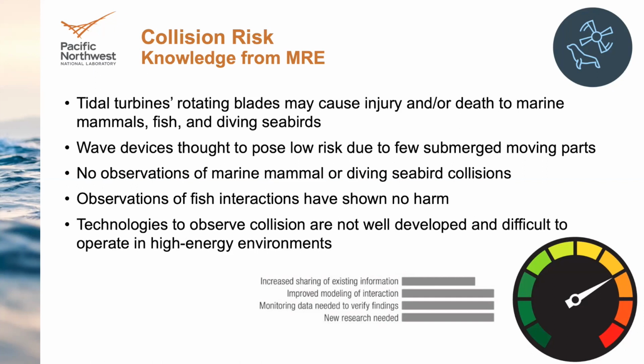We think there has to be really good sharing of the information we already know. But in the case of collisions, we need better modeling of the interactions. The models we're using actually derive from land-based wind and birds, and they're not that good. We don't have the monitoring data to calibrate those models, and there's still research needed to really understand this better, particularly if we're causing behavioral changes. Will the animals then increase their risk of collision or other bad things happening?